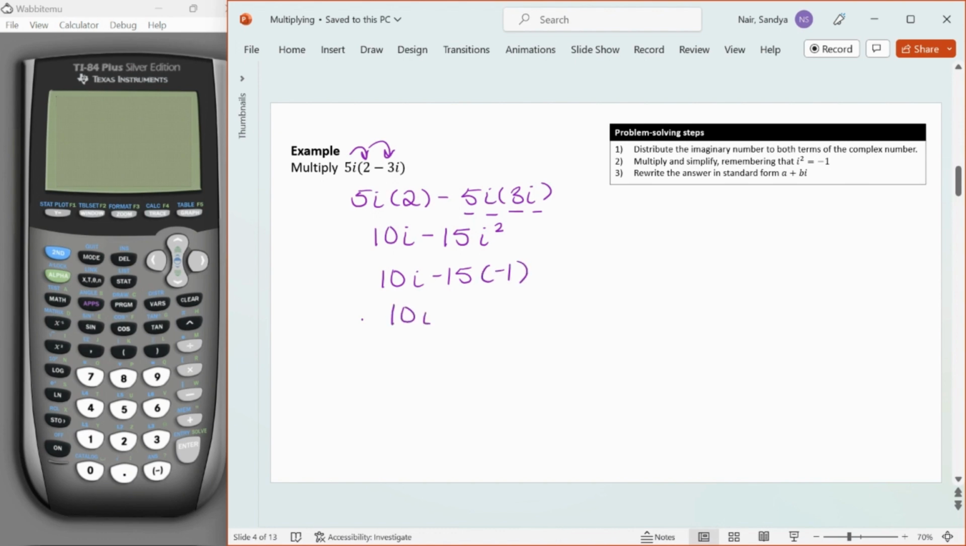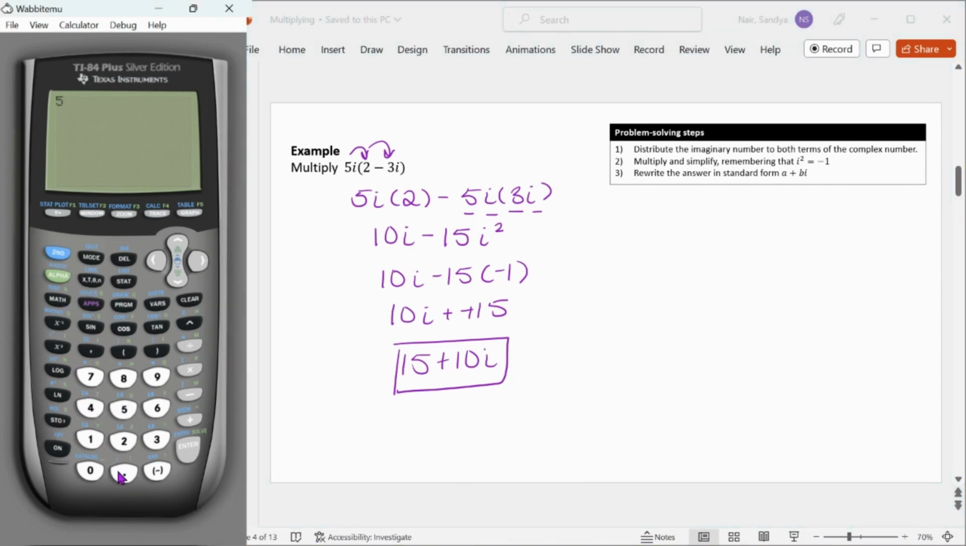So 10i minus 15 times i squared, well, that's 15 times -1. So that's going to be 10i minus -15. Minus negative becomes plus, and remember we need to rearrange this to be in standard form, so we have 15 plus 10i as our final answer. So let's make sure that this is correct using our calculator. So we're going to do 5i parentheses 2 minus 3i. And when we hit enter, you can see it gives us 15 plus 10i.